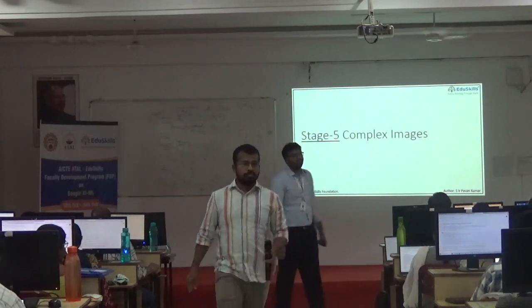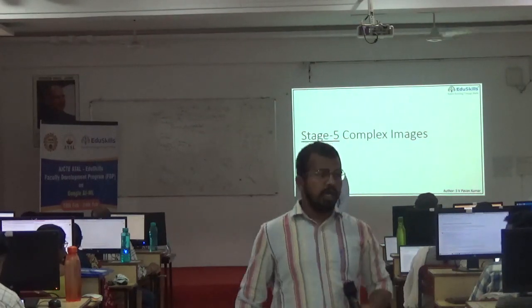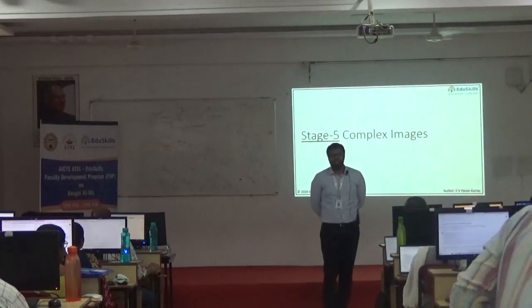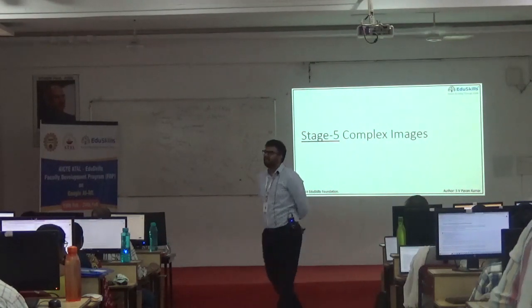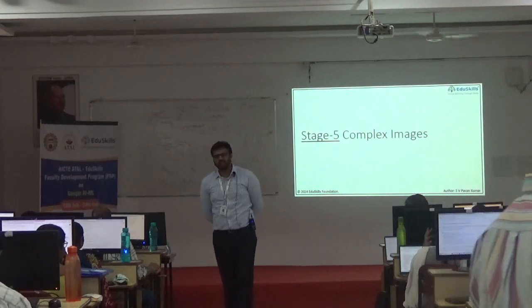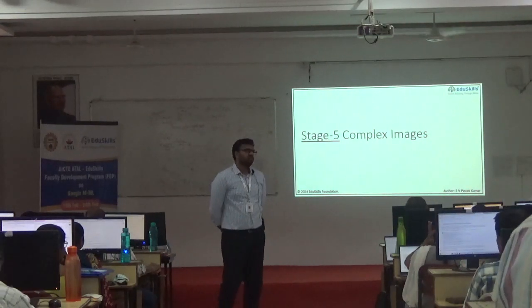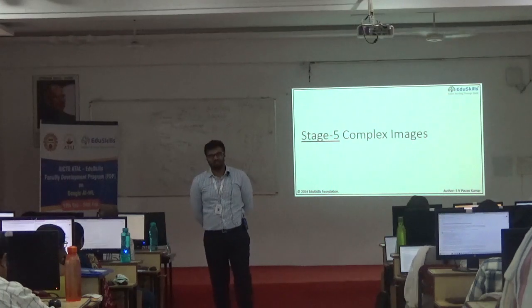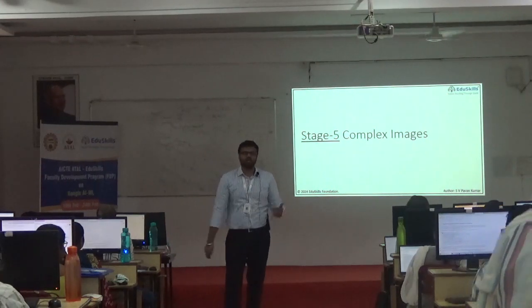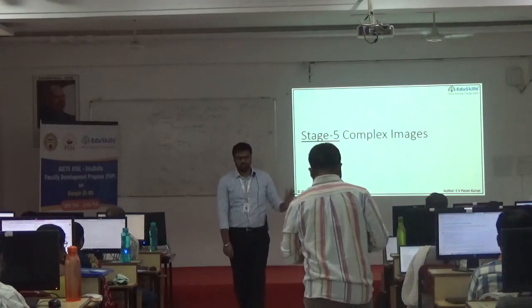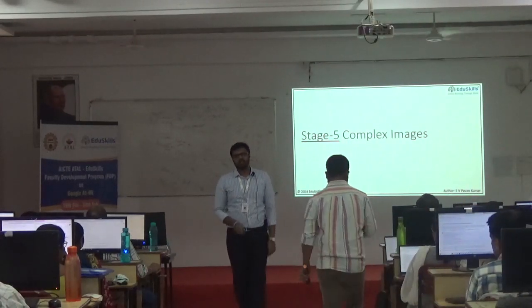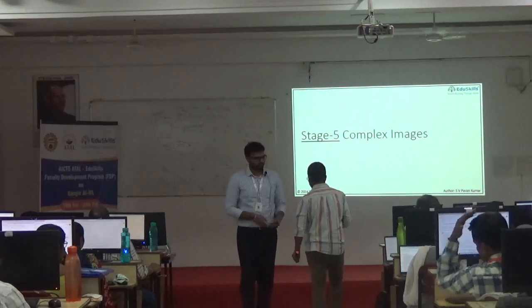So stage 5 is our complex images. Stage 5 and stage 6 are similar. Once again I am repeating, stage 5 and stage 6 are similar. Just the amount of data set is increased, that's all. Let us say for stage 5 you have 100, for stage 6 you will have somewhere 200 or 300. The amount of data set which you have is large.